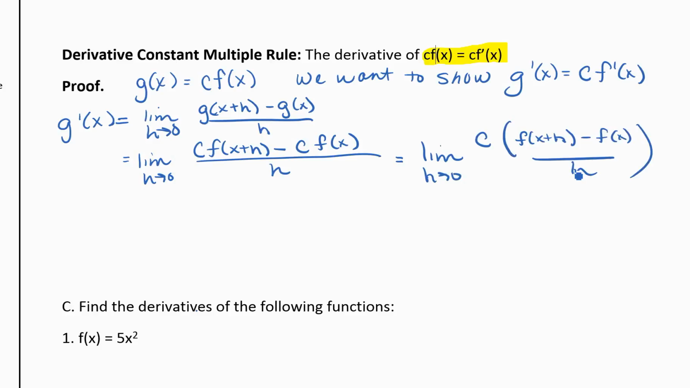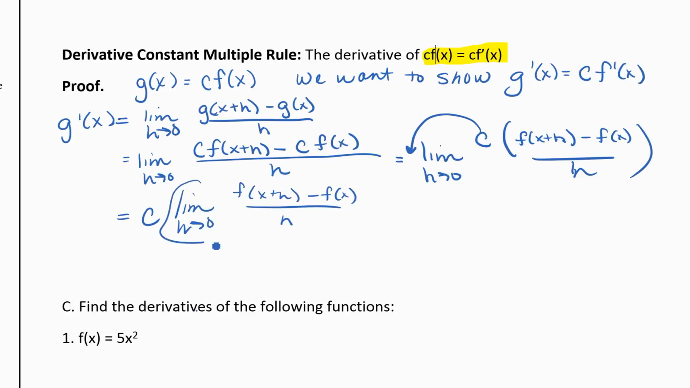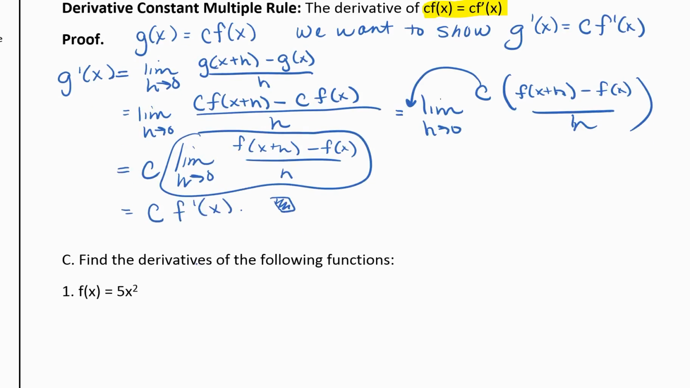Now one of our limit rules, if you think back to Unit 1, was that when you have a constant, you can actually pull it outside the limit. So this is equal to c times the limit as h goes to 0 of f of x plus h minus f of x all over h. And this right here is our definition of f prime of x. So this is equal to c times f prime of x. So we've shown exactly what we want to show. Okay, so if you have a constant times a function, you can just leave the constant alone, take the derivative of the function, and then you'll always simplify your answer at the end.